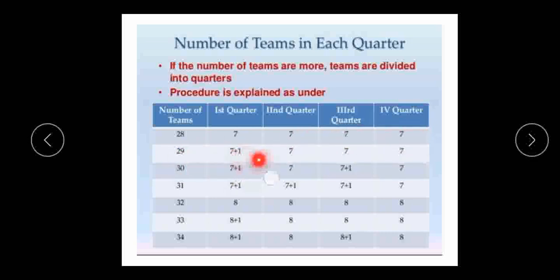29 teams: 7 plus 1, 7, 7, 7. 30 teams: 7 plus 1, 7, 7 plus 1 and 7. The third quarter will increase by 1, and the first quarter also includes the 1. Clear? 31 teams: 7 plus 1, 7 plus 1, 7 plus 1 and 7. Clear? 32 teams, then 8 8 8 8.